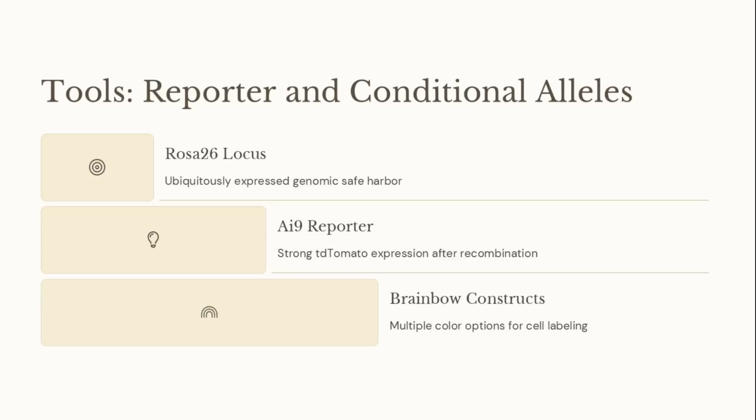Tools for reporter and conditional alleles include the ROSA26 locus, which is ubiquitously expressed as a genomic safe harbor, the Ai9 reporter for strong tdTomato expression after recombination, and rainbow constructs for multiple color options in cell labeling.